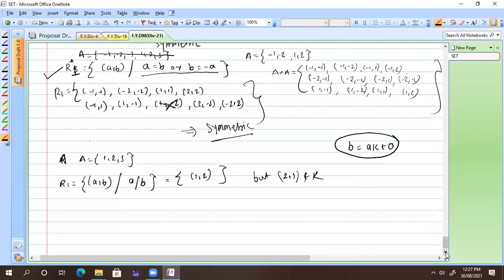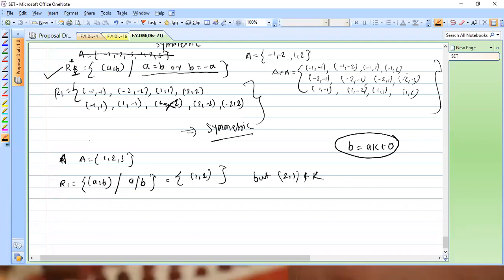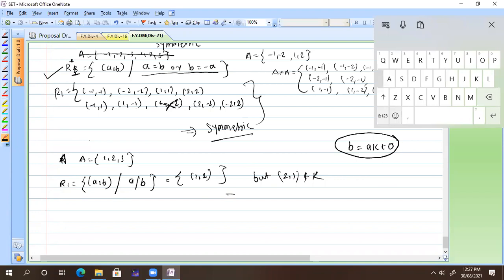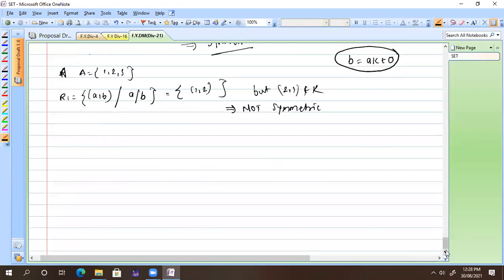Whatever condition you have given, you need to check whether the same condition is applicable for the reverse pair. So we can write here it is not symmetric. Can I go further now? Now we have anti-symmetric. Anti-symmetric and not symmetric are two different concepts. Just write down the definition first, then you will realize.